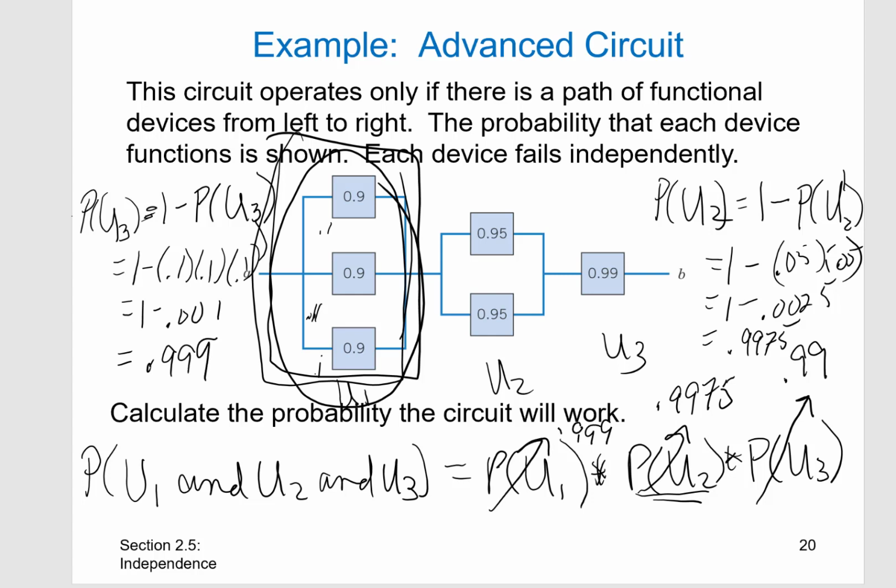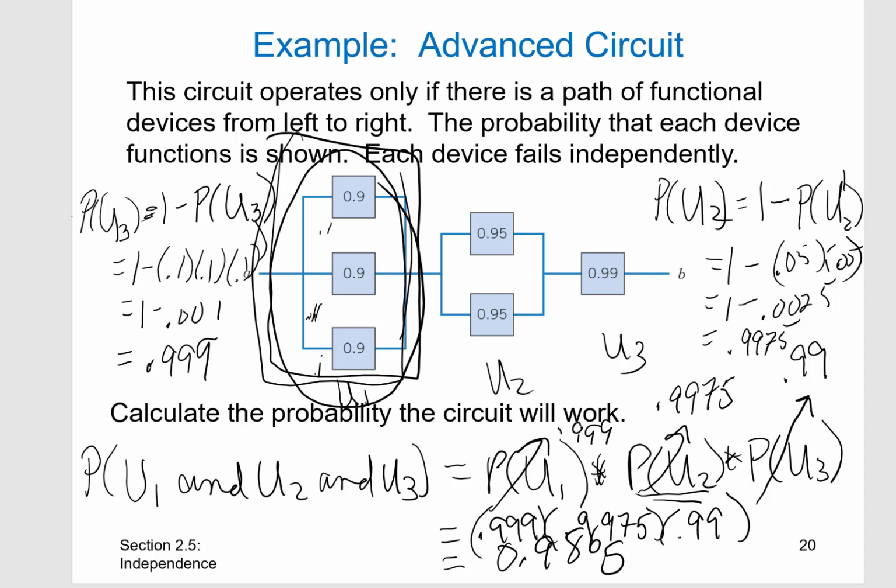So to find the probability that this circuit works, I just take 0.999, I multiply it by 0.9975 times 0.99, and you get 0.9865 if I go to 4 decimal places. Now note, this is just one way to do the problem. I showed you 3 different ways to do parallel circuits. So there's many mixing and matching ways to solve this. I just try to do it as quickly as possible.